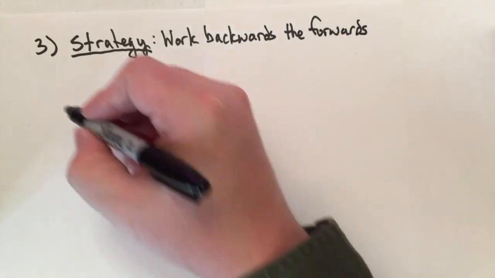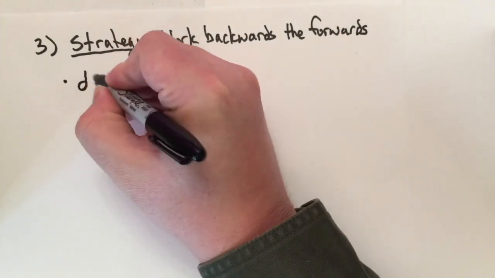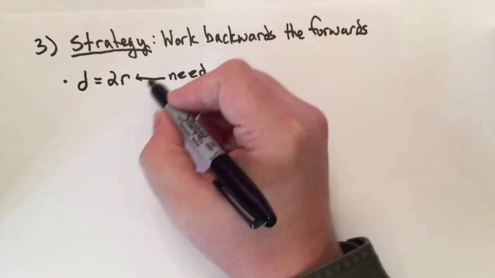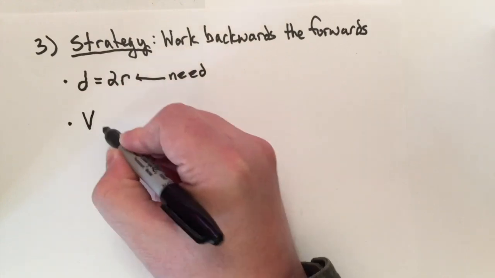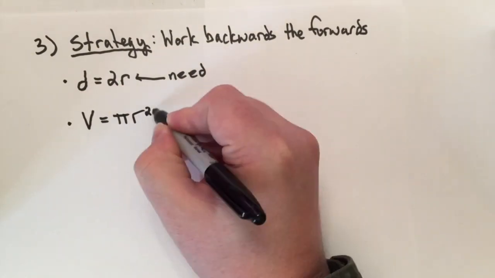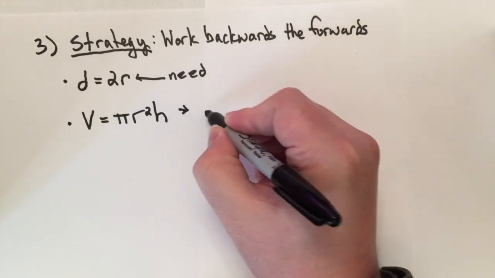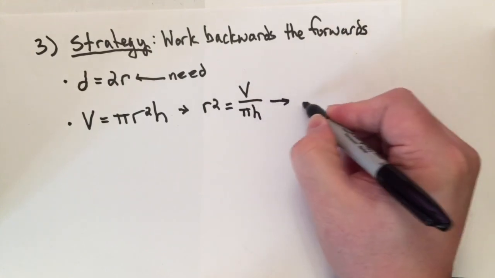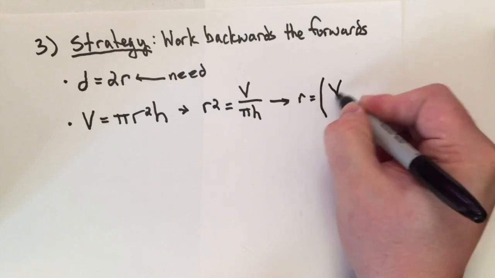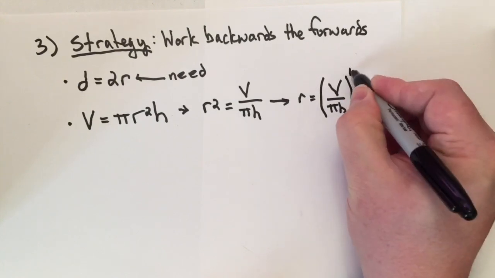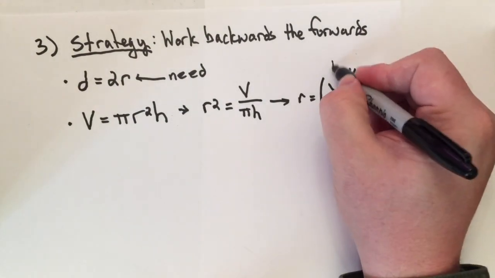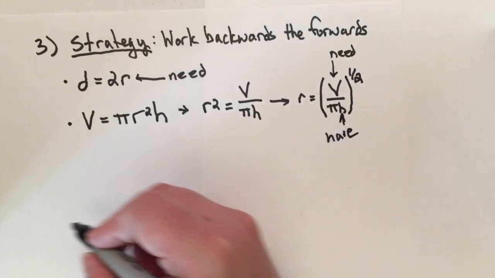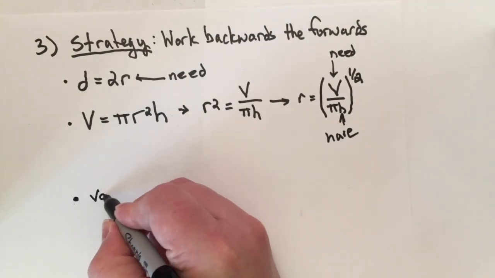What we want to know is the diameter of the cylinder, and we know that this is 2 times the radius. We don't know what the radius is, so we need to calculate that. We know that the volume of a cylinder is equal to pi r squared times the height. Rearranging this, r squared equals the volume over pi times the height, so r equals the square root of the volume over pi times the height. In this, we need to calculate the volume, but we have the height of the cylinder. We can get that volume from the volume of the ethanol.